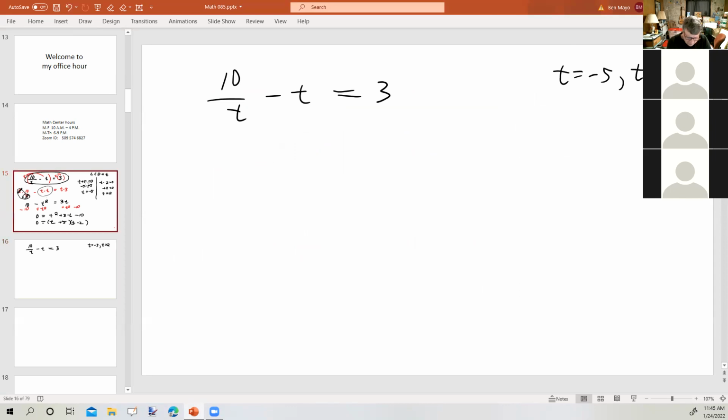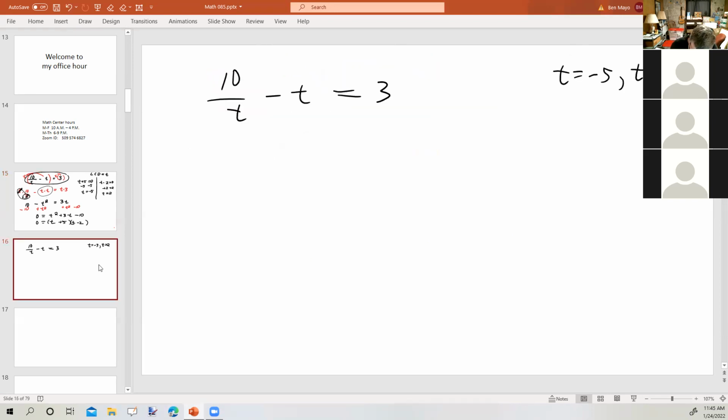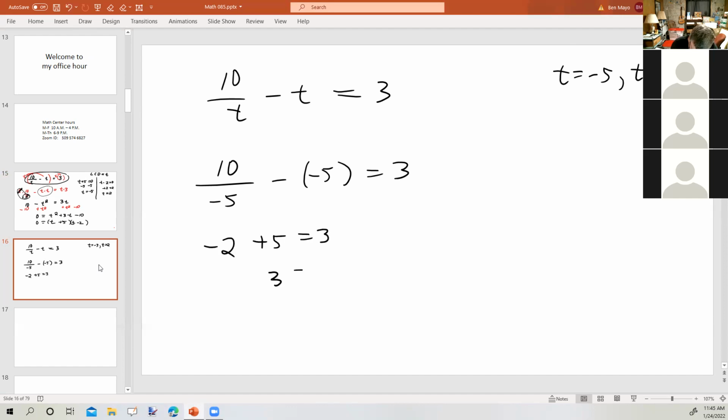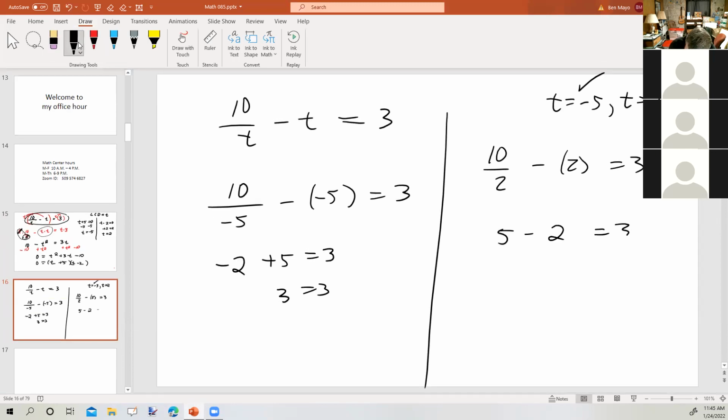Let's check our work. Is everybody done looking at this page? Yeah. Okay. So if t is negative 5, I get 10 over negative 5 minus negative 5 equals 3. This would be negative 2 plus 5 equals 3. 3 equals 3, so that one checks. If I had t equals 2, I'd get 10 over 2 minus 2 equals 3. 5 minus 2 equals 3, 3 equals 3, so that one checks as well. So we had two correct solutions for that equation.